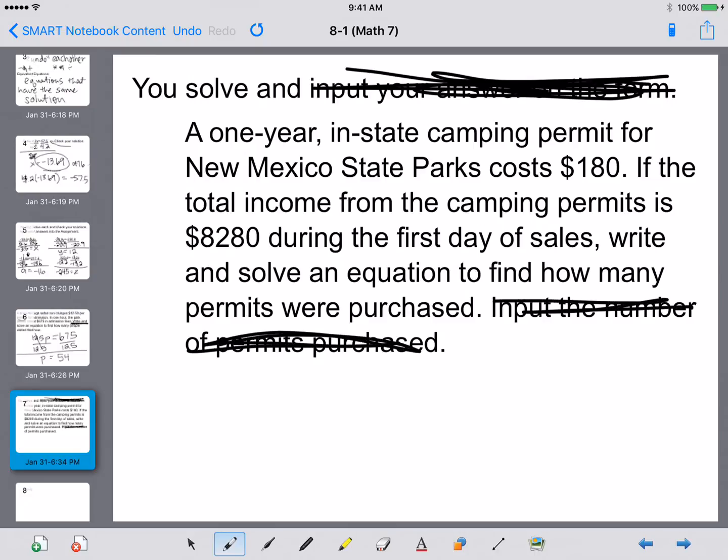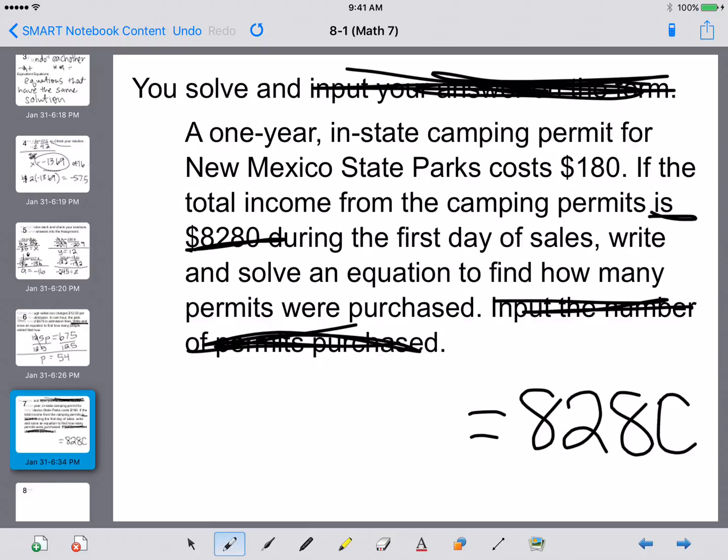So our total number is 8,280. So we have an equals $8,280. Each permit costs $180. So it's $180 per permit. So 180 times P, which stands for how many permits that you bought. So 180 for one permit, 360 for two permits, continuing on.